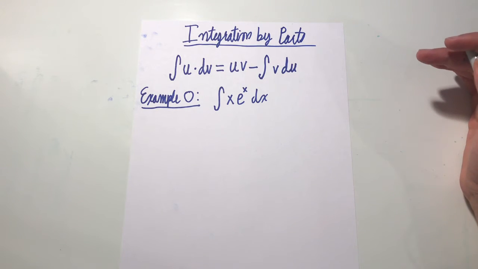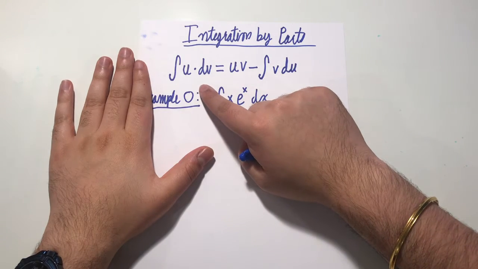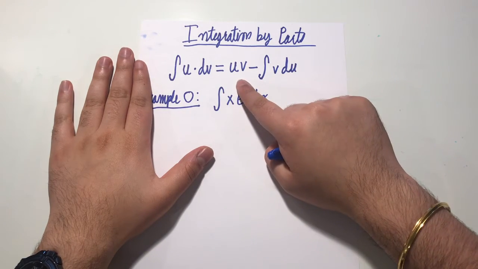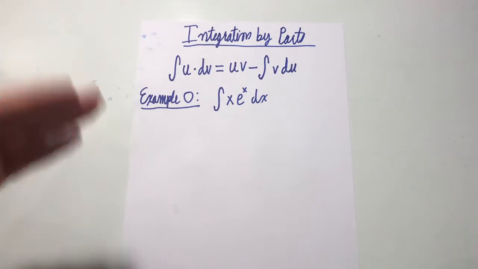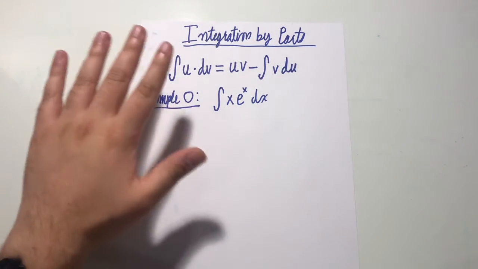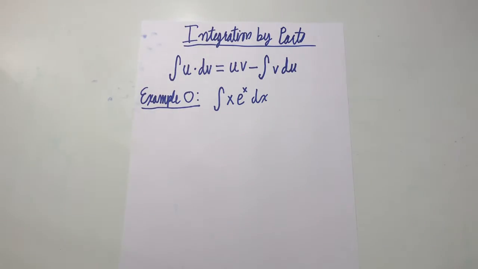So what is the formula? The integral of u dv is equal to uv minus the integral of v du. There's a way to derive this and a reason why it works, but that's not really relevant to actually doing the computation.